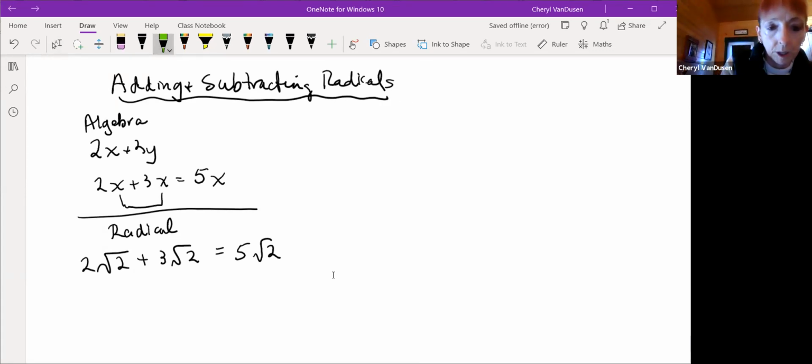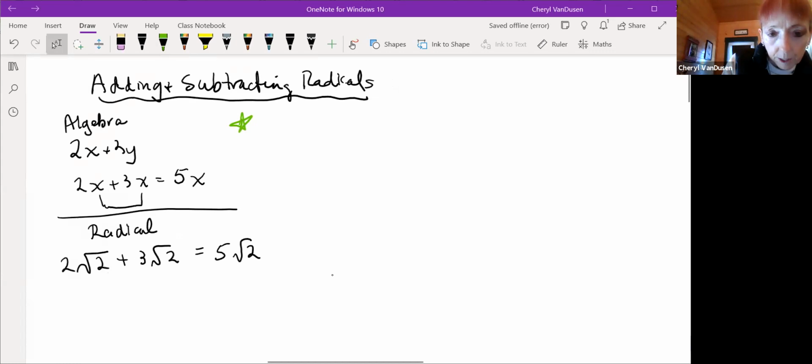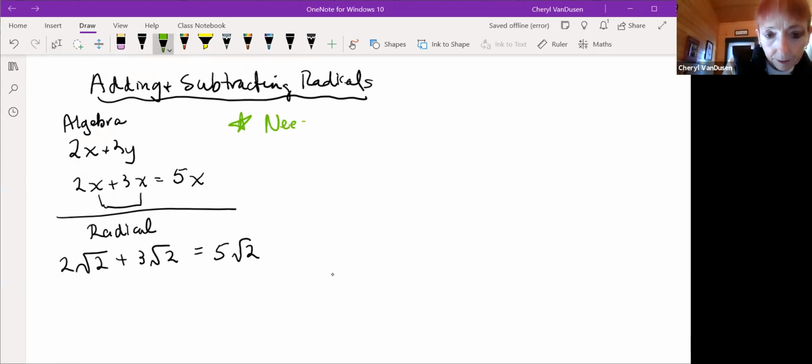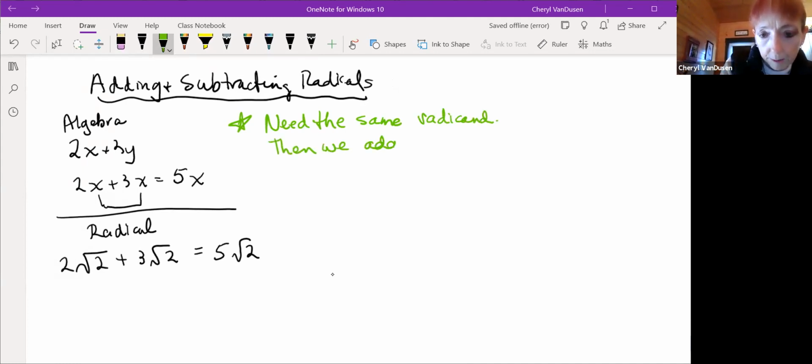Okay, so the general rule here is we need the same radicand, then we add or subtract coefficients, and leave the radicand the same.